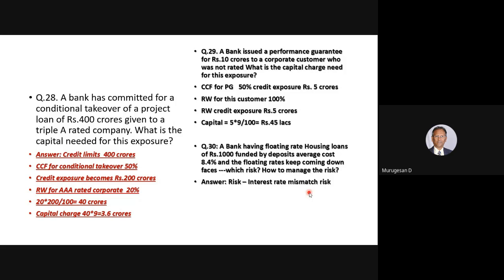Suppose the floating rate keeps going up, profit. But if the floating rate keeps coming down, the bank has to charge less interest, but the cost of funds is constant. So the bank will end up incurring a loss. Agreed. How to manage this? The question is, how to manage the risk?